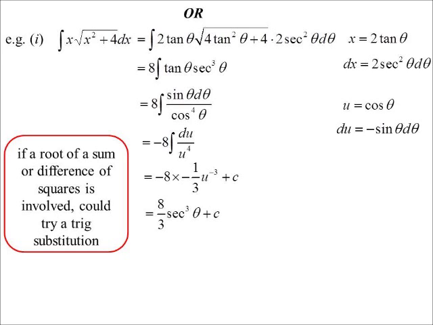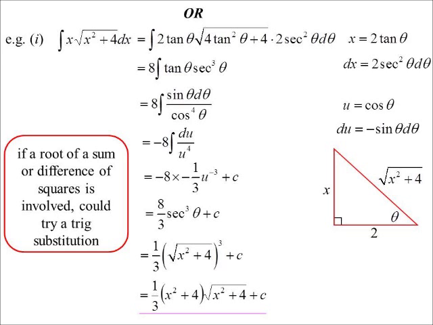So if I draw myself up a little triangle, x is 2 tan theta. In other words, tan theta is x on 2. The hypotenuse becomes the square root of x squared plus 4. Now I can substitute in for sec theta, which would be hypotenuse over adjacent. And I have 1/3 the square root of x squared plus 4, all cubed. That's just a mere mortal answer. So there we go. And we get exactly the same answer.